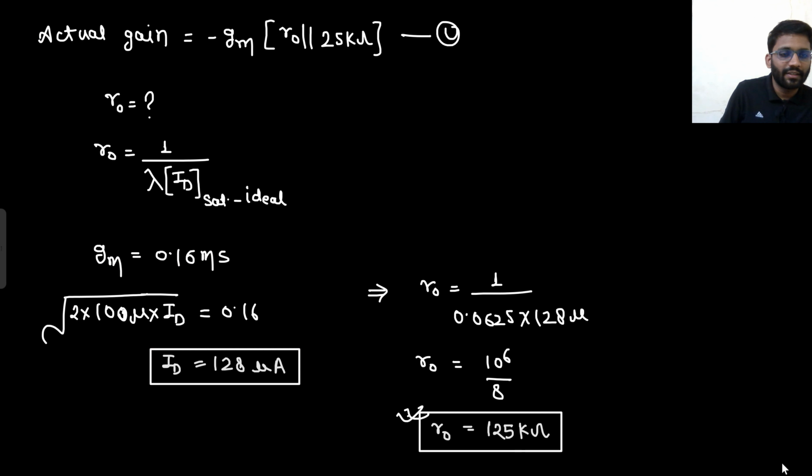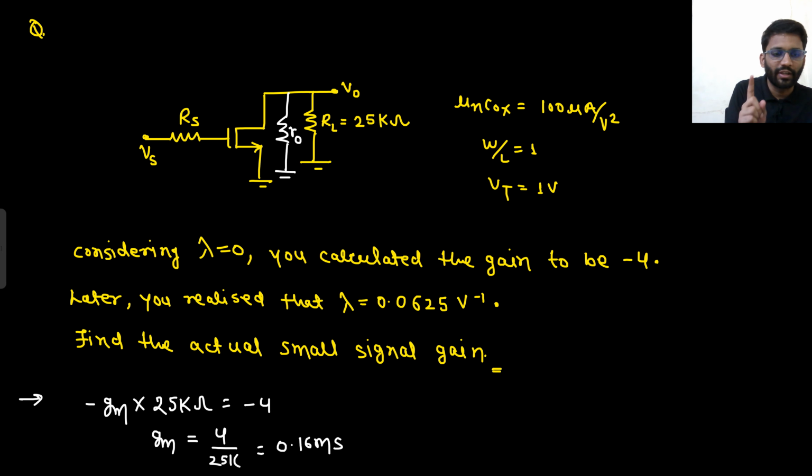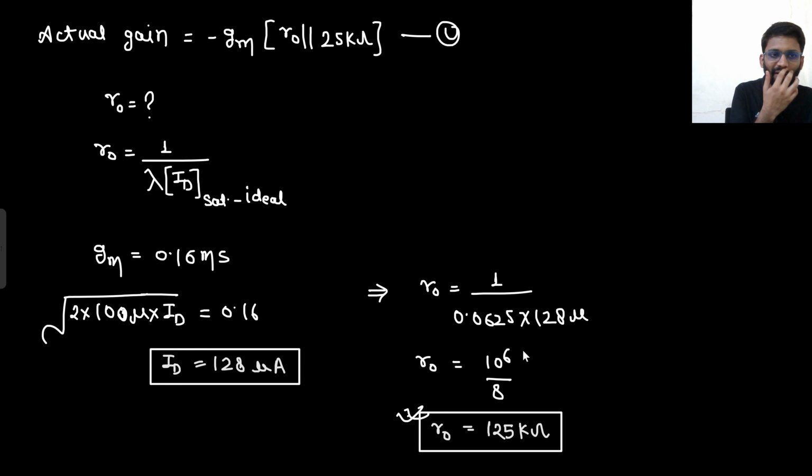Now what did you see? That there is R naught involved, so your gain would be this. But you don't know the value of R naught, so you calculated the value of R naught. R naught would be 1 by lambda ID, in case of ideal. So Gm is this 0.16 millisiemens. So from here you could calculate the value of ID.